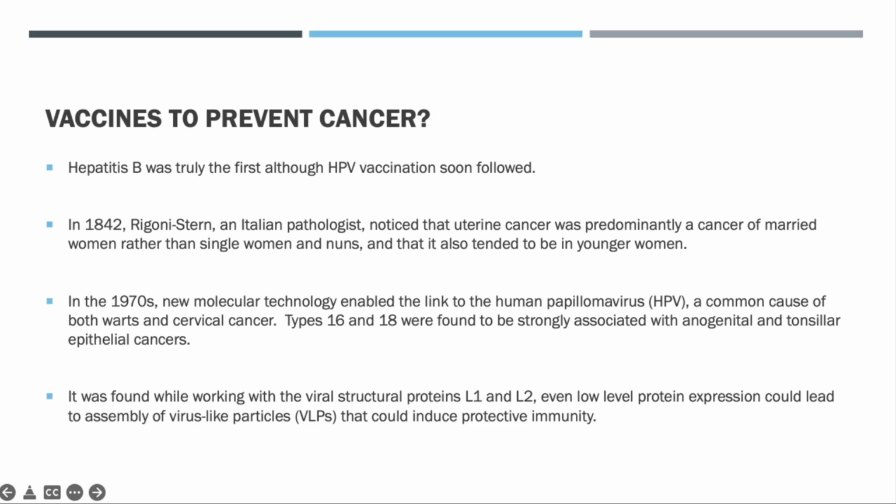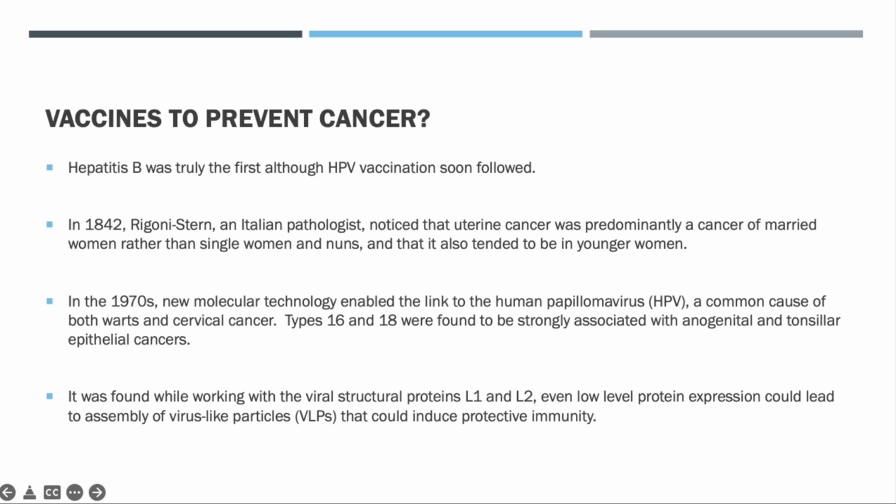It wasn't until the 70s that the new technology actually enabled us to understand why that was. When we realized that human papillomavirus was a common cause of both warts and cervical cancer. Specifically, types 16 and 18 were strongly associated with anogenital and tonsillar cancers. It was found that working with some of the structural proteins, even low levels of protein expression could lead to the assembly of what they call virus-like particles that could induce protective immunity.